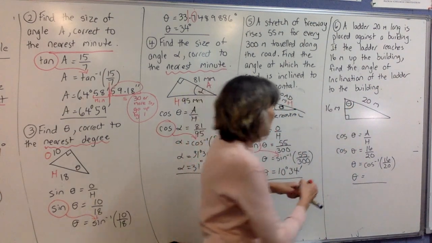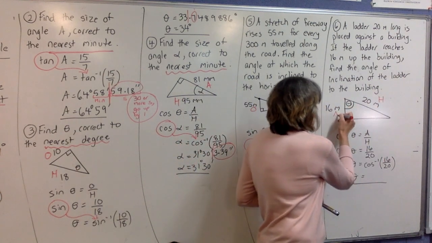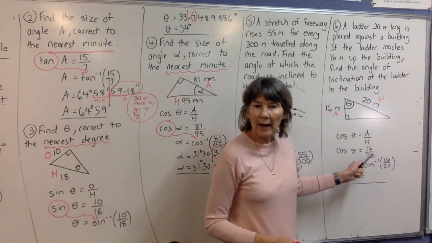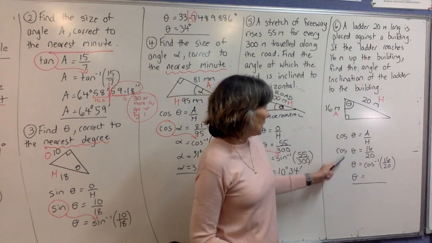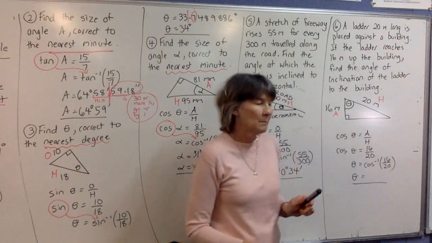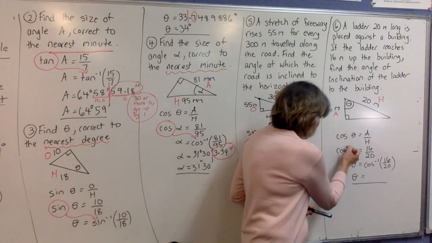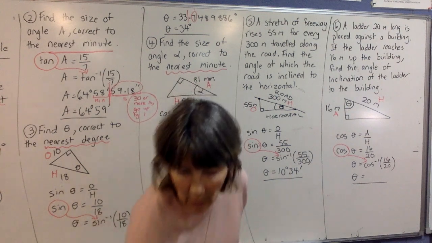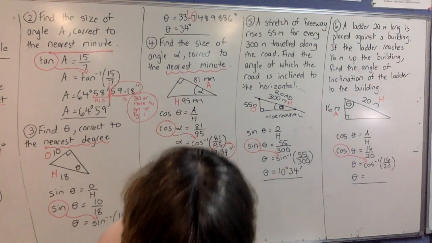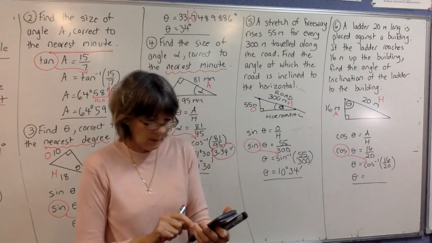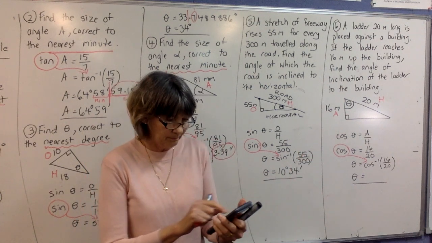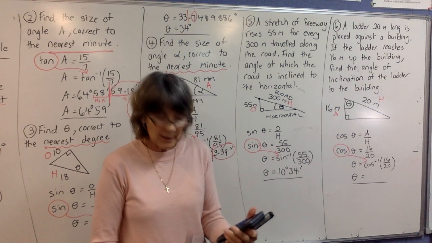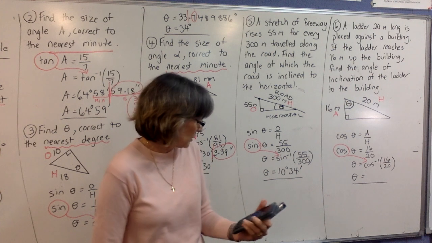Now let's label our sides. This is your hypotenuse and this is your adjacent side. So we're using cos. Cos theta equals A over H. Put your numbers in. Cos theta equals 16 over 20. Now we're finding theta. Get rid of the cos. So it's shift cos 16 over 20. So let's see how we go on the calculator. Shift cos, fraction key, 16, down arrow, 20, right arrow, close your bracket, equals.